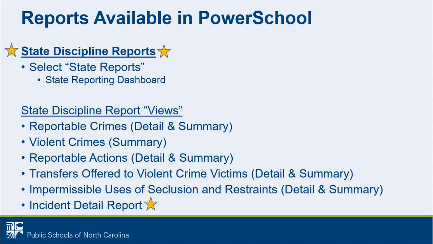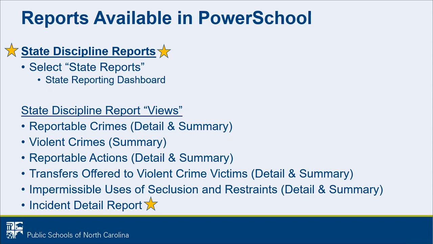So in PowerSchool, there are two different types of reports. There's the state discipline report. You can see it's double starred here. That's the main report. That's what you run in order to update any changes, as well as to submit the data to the state. And then there are additional discipline reports or views, which actually will give you summary and detail of the reportable crimes, the violent crimes, your actions, transfers offered to victims, the impermissible uses of seclusion and restraints, and then my particular favorite, the incident detail report. And I will go over in detail the incident detail as well as the state report.